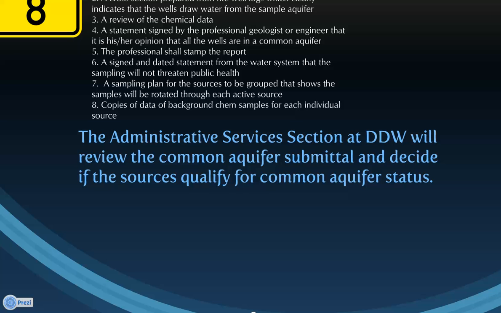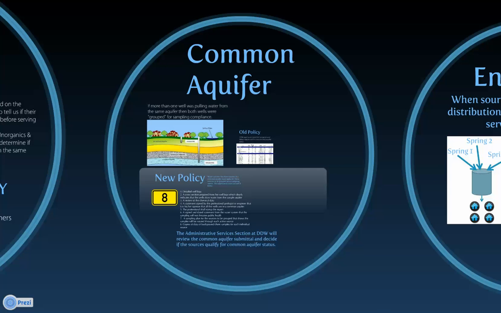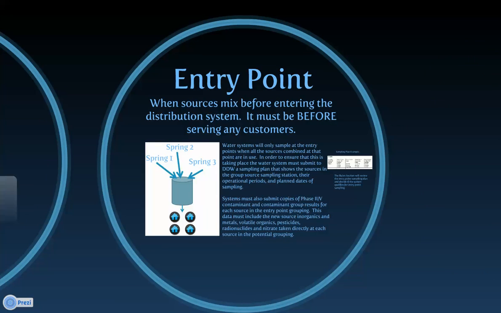If you already have a common aquifer setup and you have not done this application for the new policy, you're going to need to put together this application if you want to keep the source groupings that you have based on a common aquifer. So that's common aquifer. Hopefully that made sense. If it didn't, please contact me and I will do a better job, hopefully, of explaining it to you. So the second way to group your sources is the entry point.